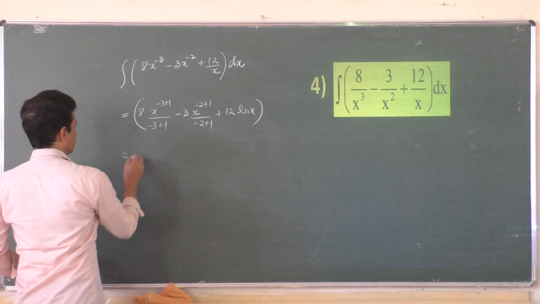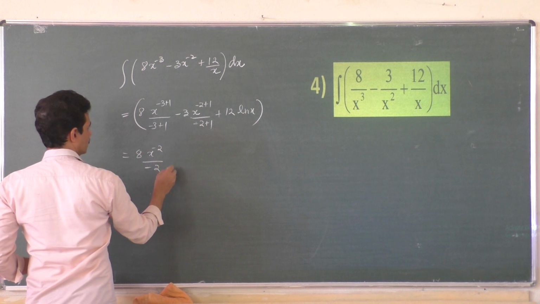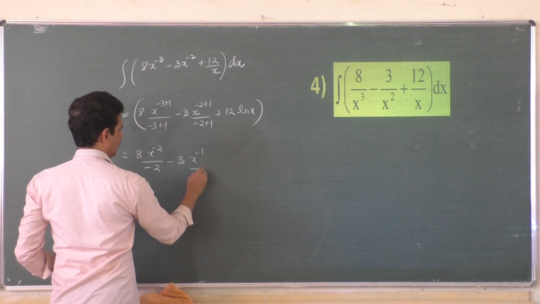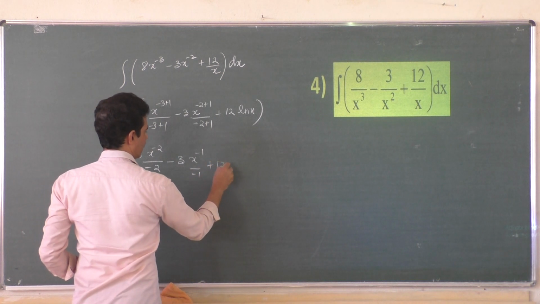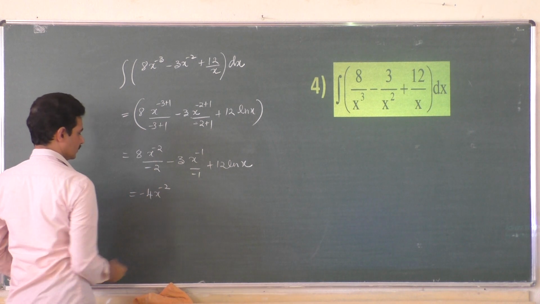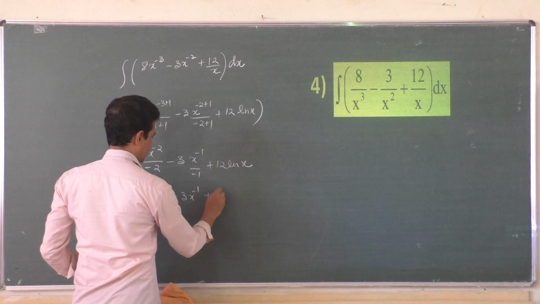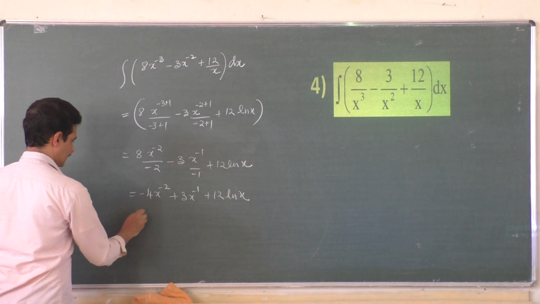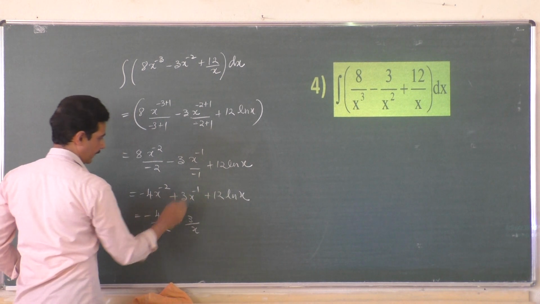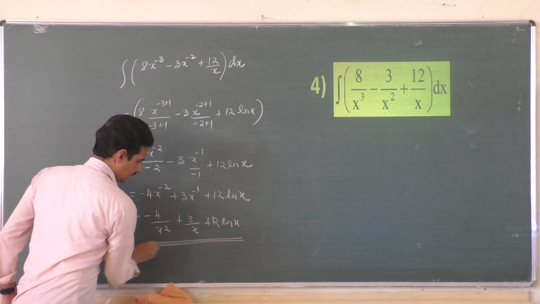So that is equal to 8 x to the power minus 2 by minus 2, minus 3 into x to the power minus 1 by minus 1. Of course this minus gets cancelled, plus 12 ln x. So this is 4 times minus 4x to the power minus 2 plus 3x to the power minus 1 plus 12 ln x. Now this can be written as minus 4 by x square plus 3 by x plus 12 ln x. This is the answer for the integration.